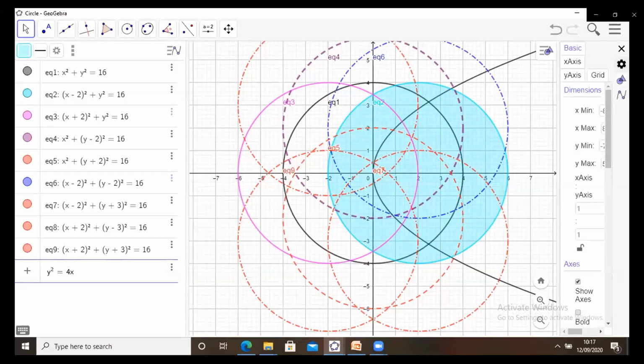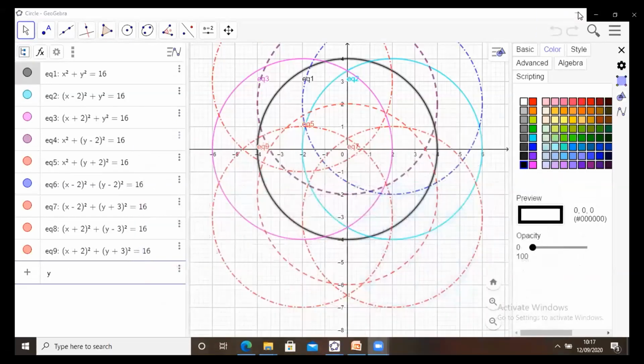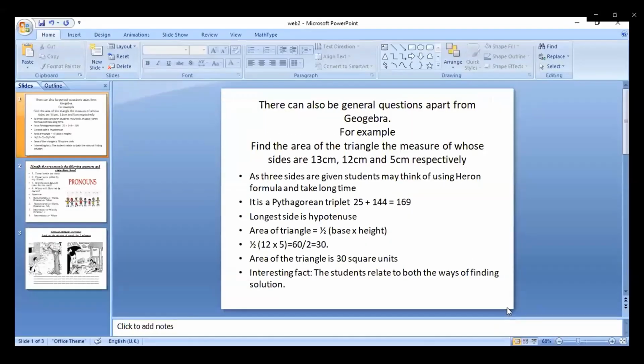Now let me share the screen and see some more examples of questions that can be asked in different subjects. I have one more slide in mathematics, for example. Find the area of a triangle whose sides measure 13, 12, and 5 centimeters respectively. As three sides are given, students may think of using Heron's formula and take a long time. It's a Pythagorean triplet because 12 squared plus 5 squared is equal to 169, and the longest side is definitely the hypotenuse.